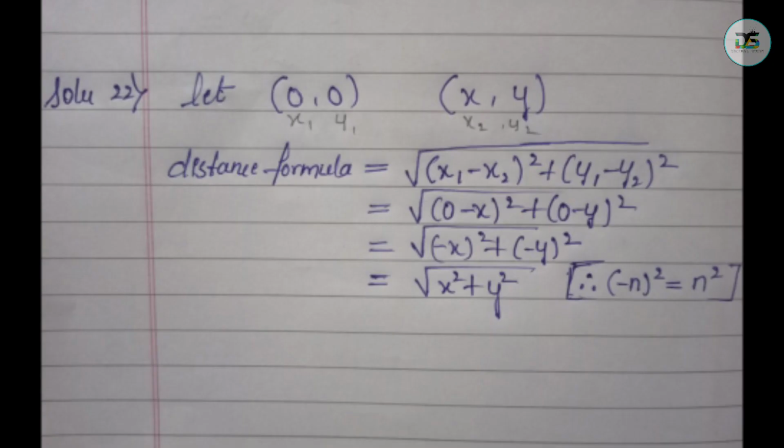Let the points be (0, 0) and (x, y). Here x1 is 0 and y1 is 0, x2 is x, y2 is y. So the distance formula will be root of (x1 minus x2) whole square plus (y1 minus y2) whole square. By putting the values, we get the answer root of x square plus y square. Therefore the right answer is option E.